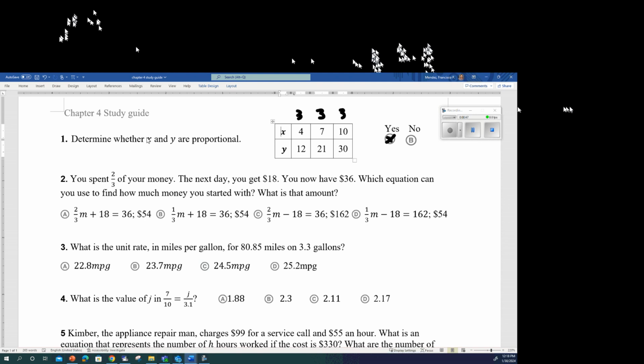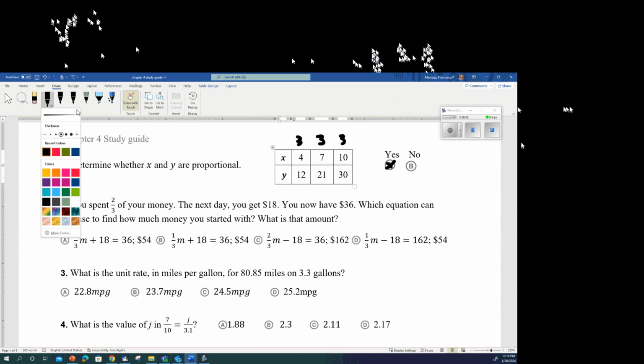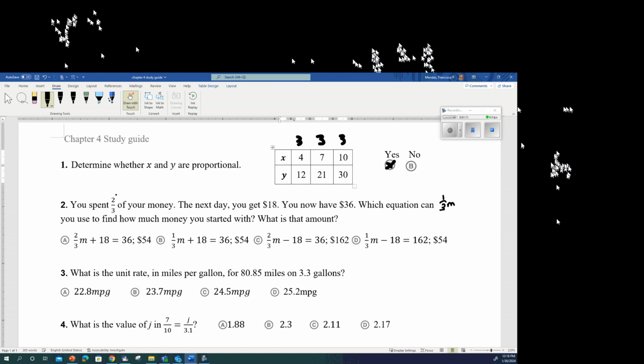Next, it says you spend 2/3 of your money. The next day you get $18. You now have $36. Which equation can you use to represent how much money you started with? So if I'm finding out how much I start with, I'll make this pin a little bit smaller here. I realize that if I spent 2/3 of my money, I have 1/3 of my money left. So I'll put 1/3 M for money. Then it says I get $18, so that's adding 18. And that's going to equal the $36 because that's what I have.